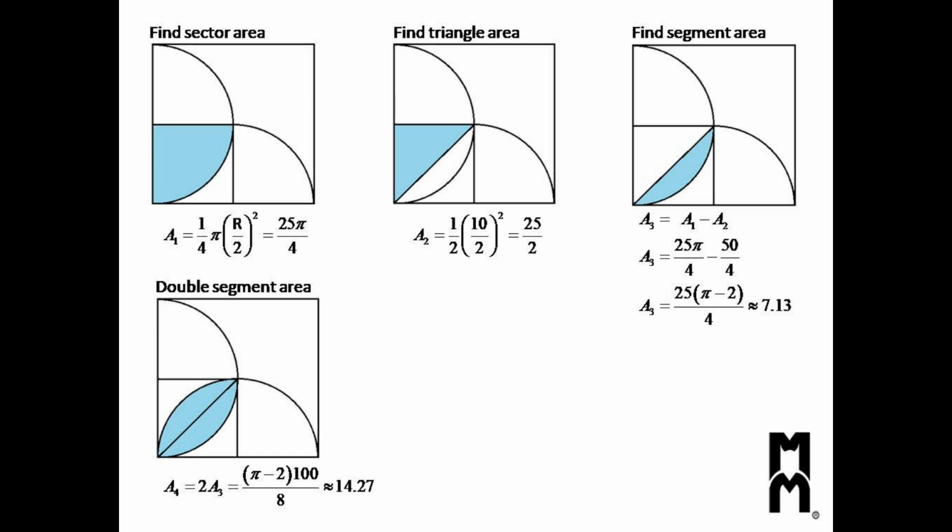Sample problem. A square with a side length r, which is 10 centimeters, is intersected by two semicircles with a radius of r over 2, such that the center of each semicircle is on the midpoint of the sides of the square. What is the area of the shaded region?